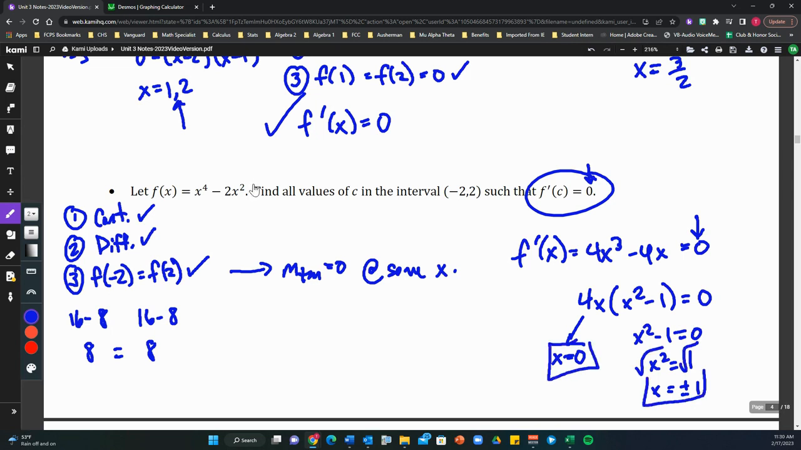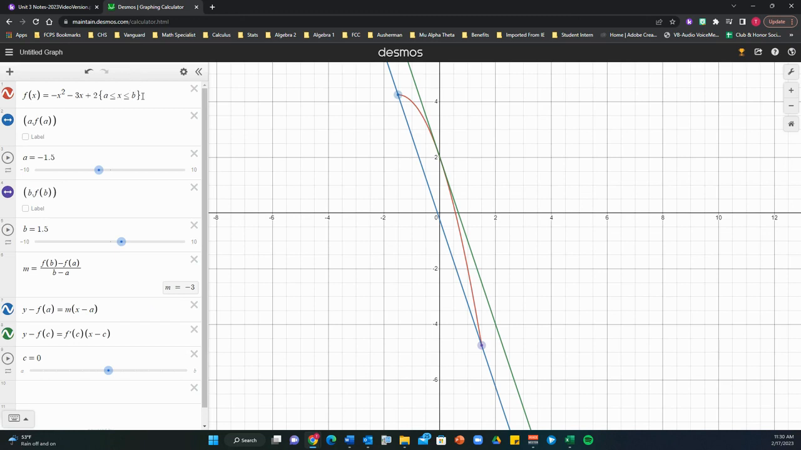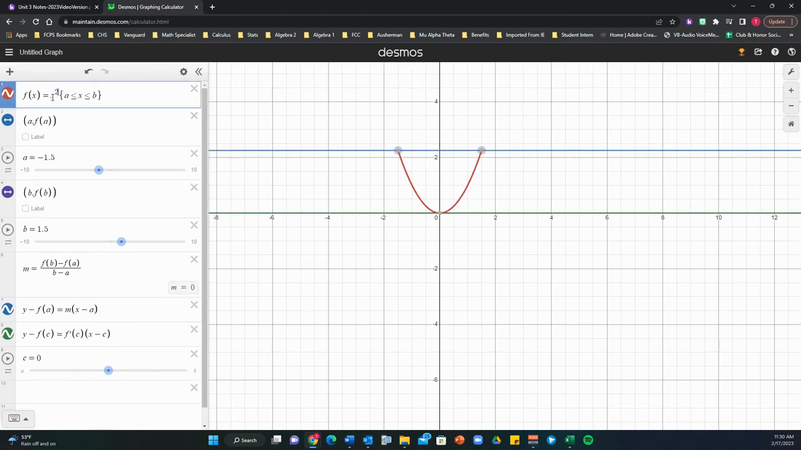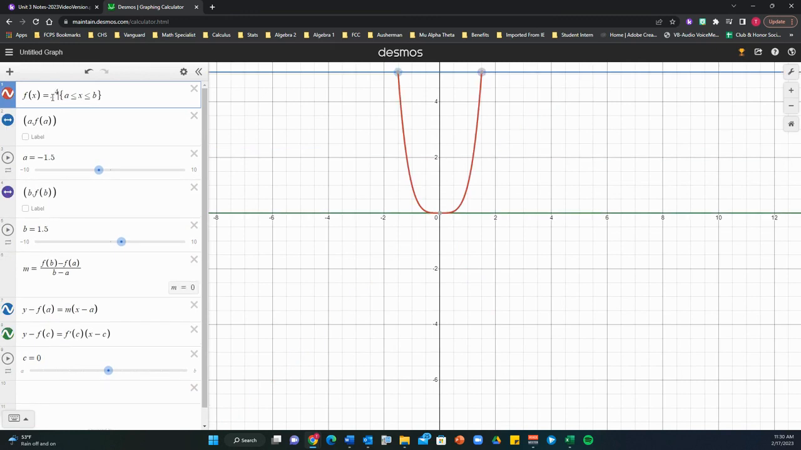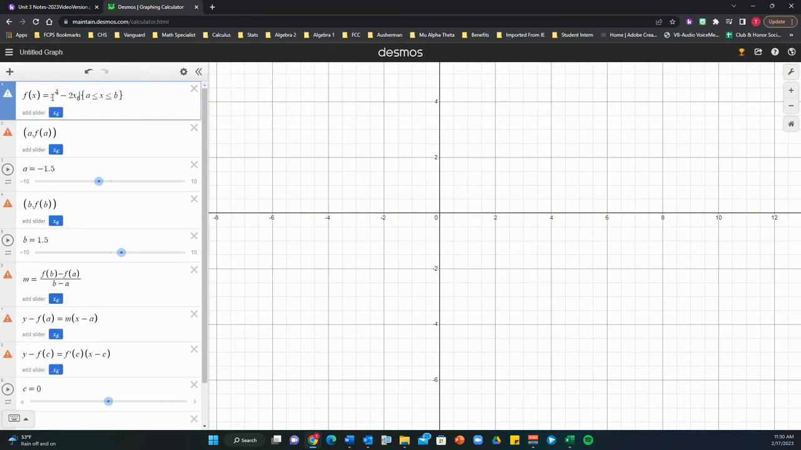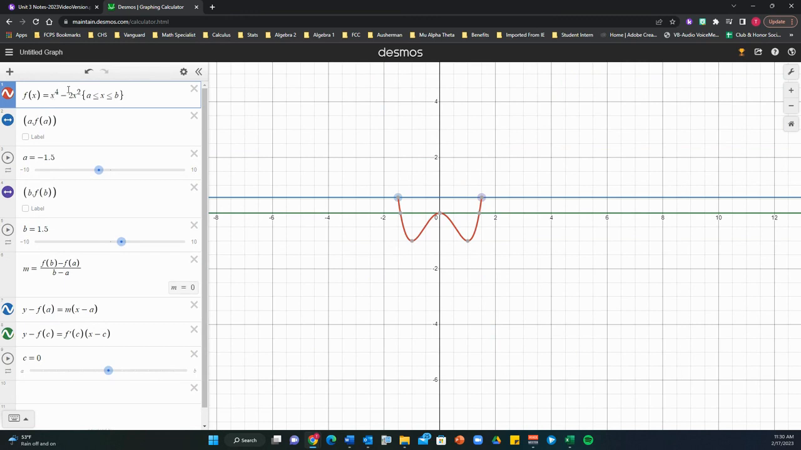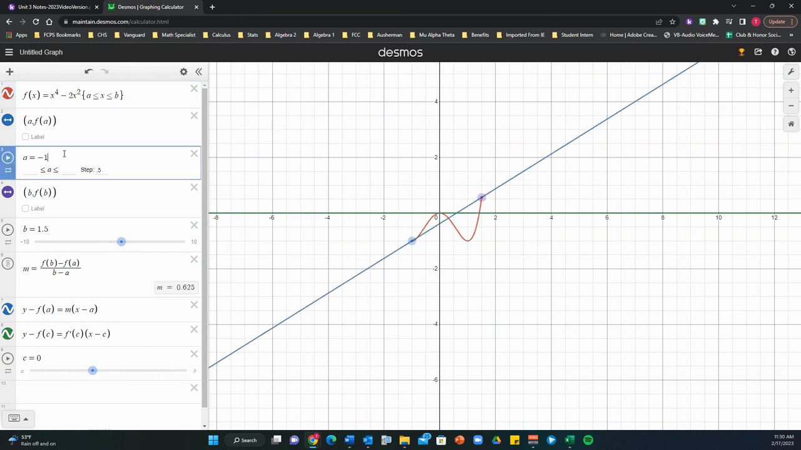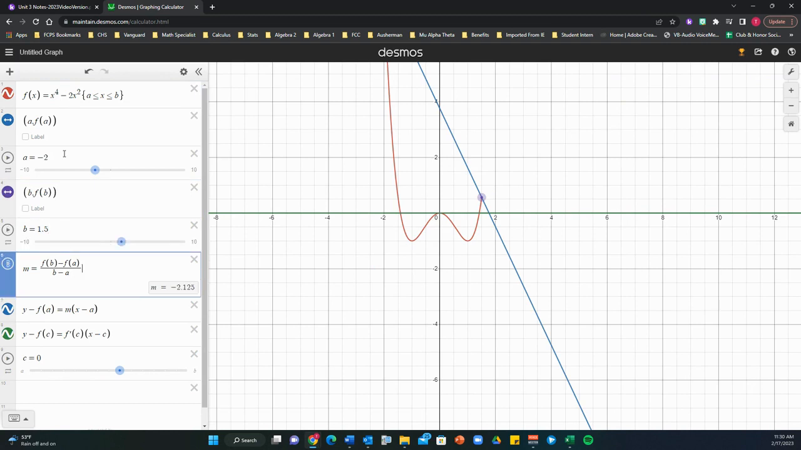So now we just have to check, are all of those values within our interval? In this case, they are. So that means there are 3 different points where this graph actually has a 0 slope. So let's go back to Desmos and check out what this looks like. So we have x to the fourth power minus 2x squared, and we are looking at our interval from -2 to 2.